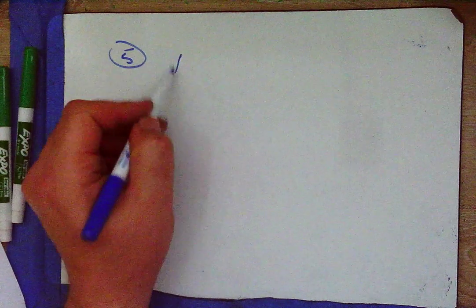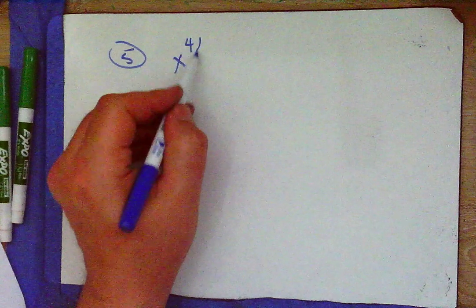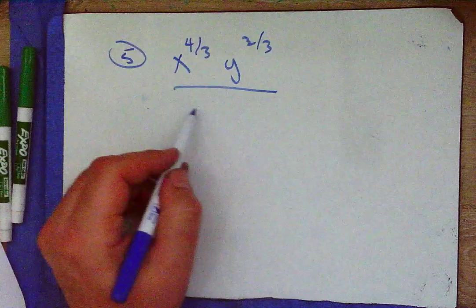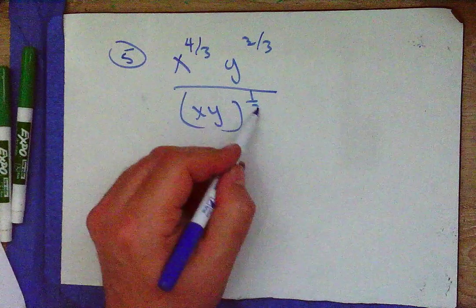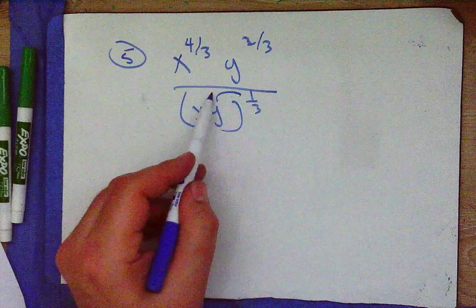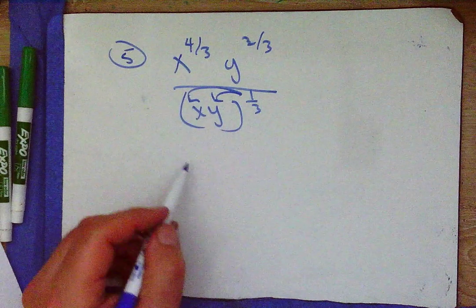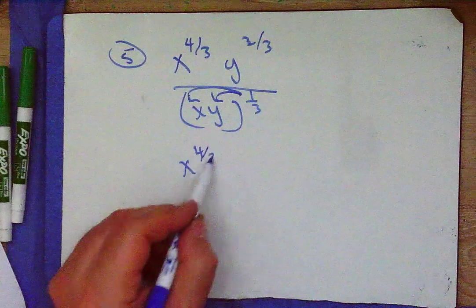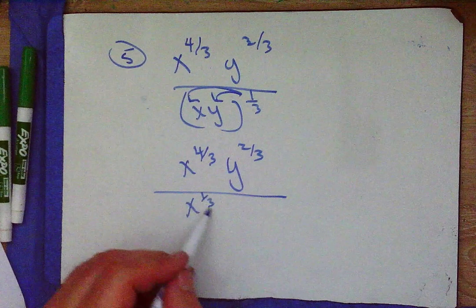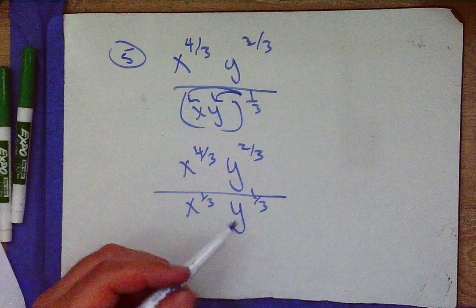What about 5? Oh, this reminds me of that first station we did. We had x to the 4/3, y to the 2/3 over xy to the 1/3. Well, I don't see any pluses or minuses here, so the first thing I'm going to do is apply the exponent. x to the 4/3, y to the 2/3, over x to the 1/3, y to the 1/3.